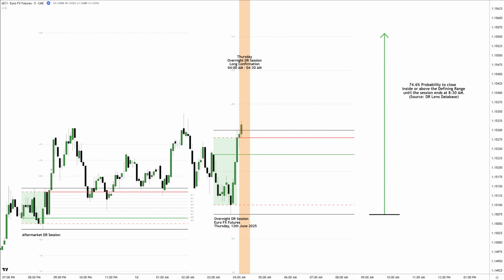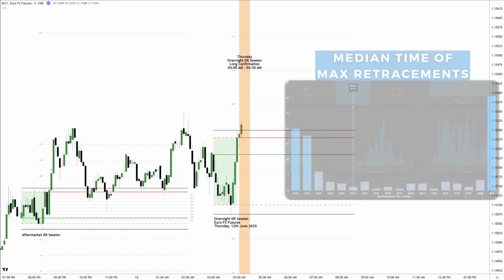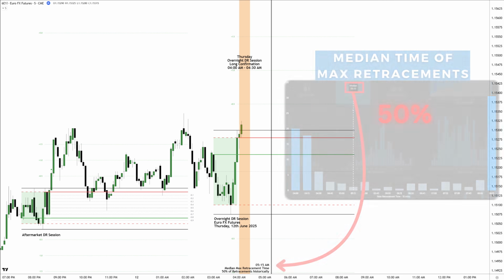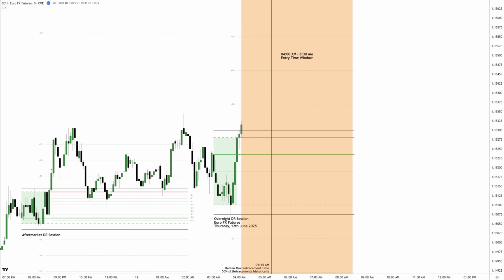So when and where did price retrace back into the defining range most frequently over the past 18 years? Let's find out. The maximum retracement for the session, if it held true, happened 50% of the time until 5:15 a.m., and the rest of retracements happened after that time until the session ends at 8:30 a.m. Everything right after a long confirmation in the first half an hour is considered as your entry time window up until the session ends, but with a little bonus here.